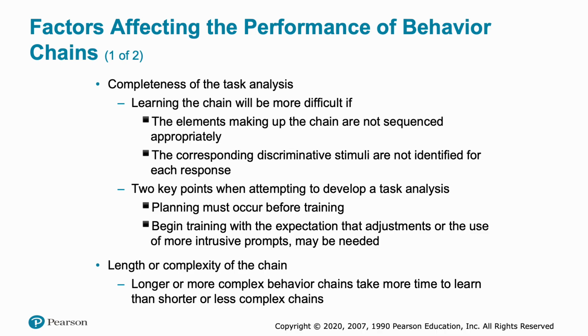So next, learning the chain is going to be more difficult if the corresponding discriminative stimulus is not identified for each response. So what exactly are we expecting to signal what behavior we want that client to engage in, right? We have to make sure that we're being meticulous when we are designing our steps, because one step should be signaling what behavior they're supposed to engage in next. And then once they engage in that behavior, that next behavior is going to serve as the SD for the next behavior. So have we set up our steps appropriately?